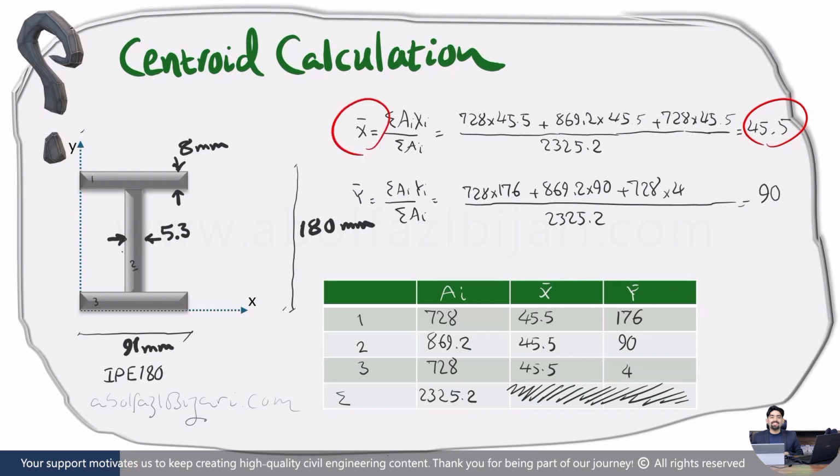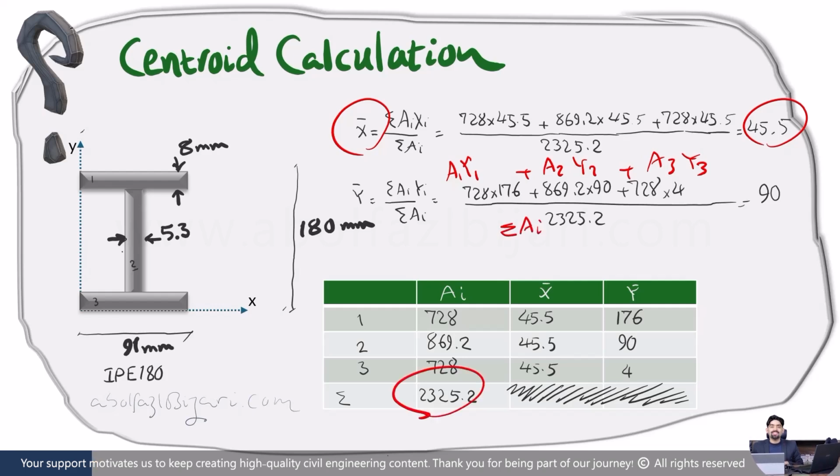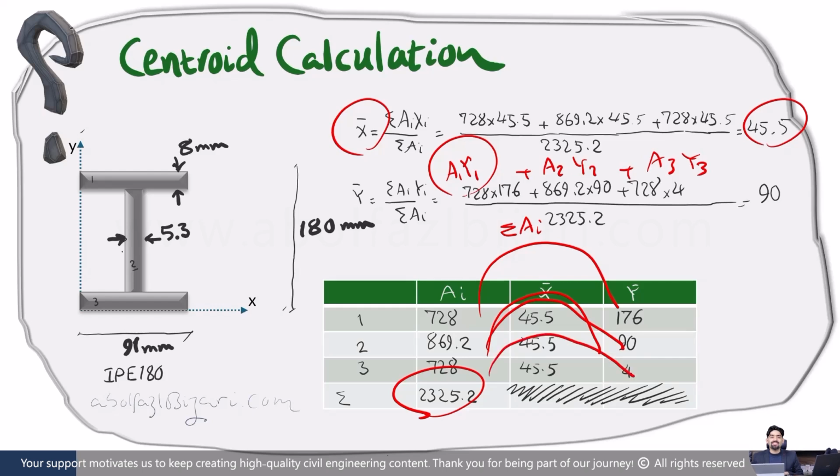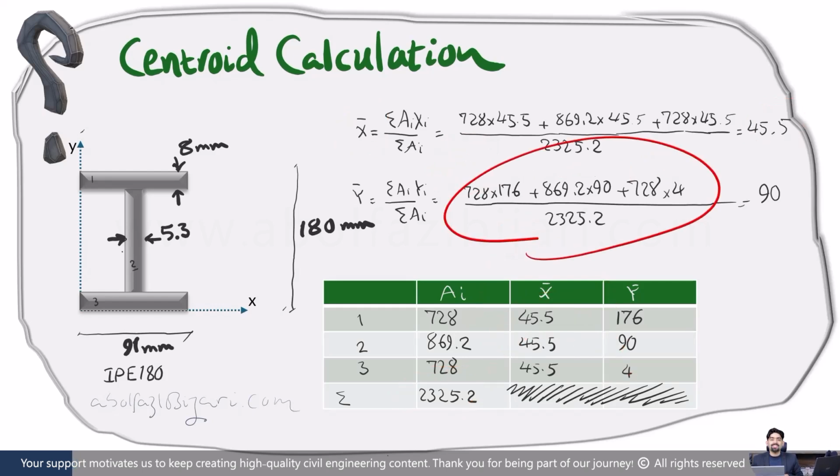The next one is y, and the center of these shapes, like the x. Okay, A1 y1 plus A2 y2 plus A3 y3 over sigma Ai. Sigma Ai is here, and A1 y1, A2 y2 and A3 y3. Okay, you can calculate it. So the y is 90.